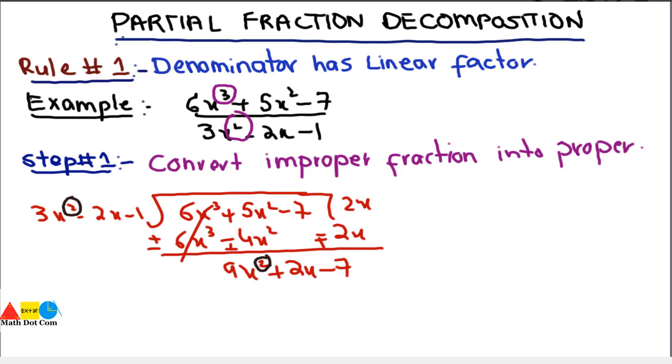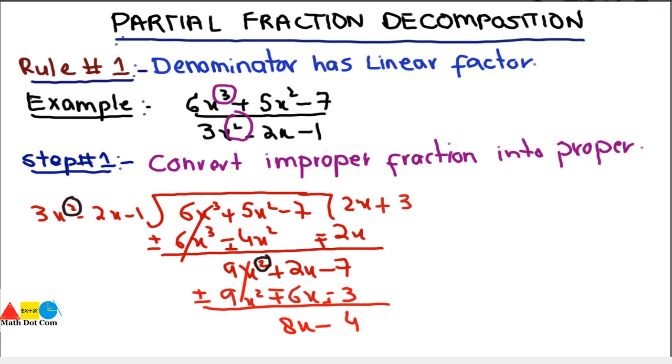So let's reduce it further by multiplying the divisor by plus 3. We have 9x square minus 6x and we have minus 3. It will be like this. It will be cancelled out. It will become plus, so we have 8x. It will become plus 8x minus 4. Now the power of x here is 1 and the power of x here is 2. So now we have to stop the division.